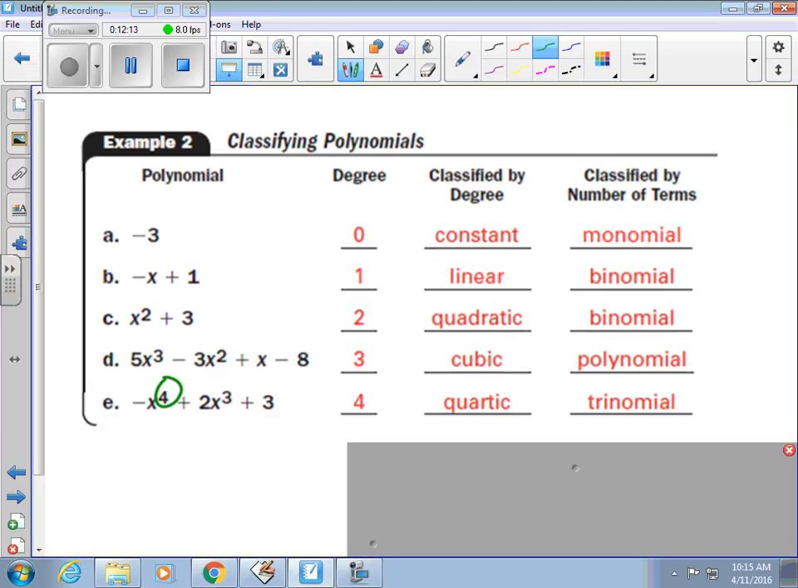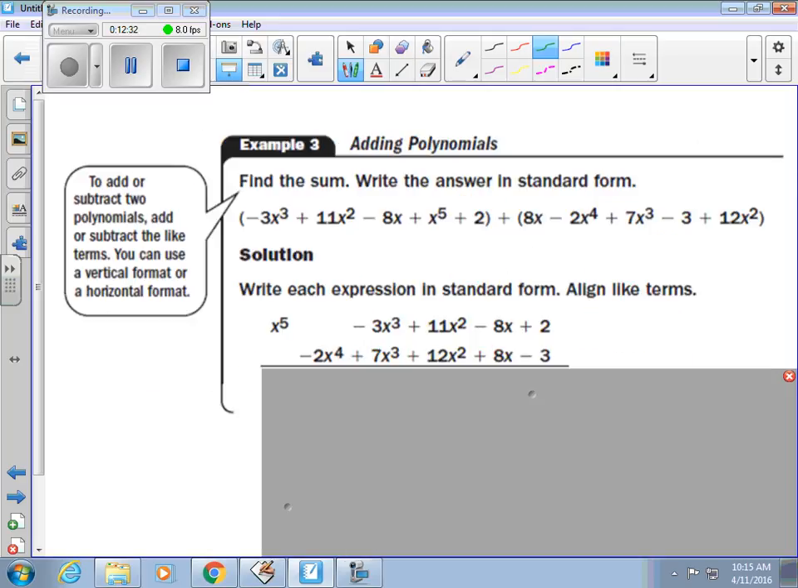It's considered quartic, but it is only a trinomial because there are only 3 terms. So 4th degree, quartic, is 4th degree, just like cubic is 3rd degree, and quadratic is 2nd degree. But it is a trinomial because it only has 3 terms. Again, either in the margin or on the back.